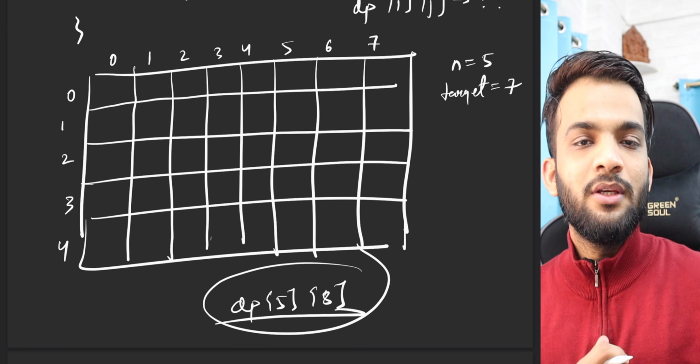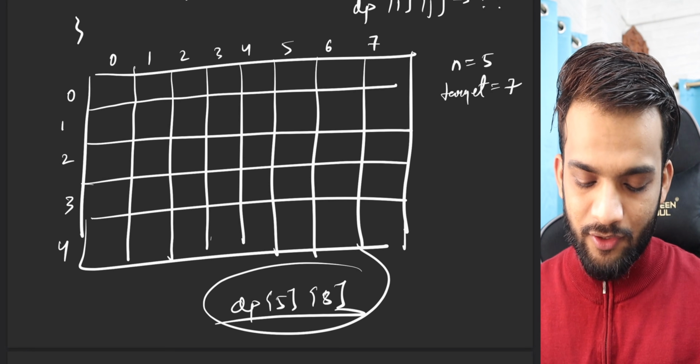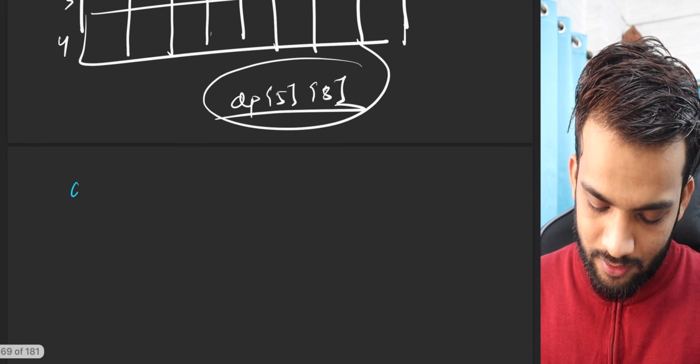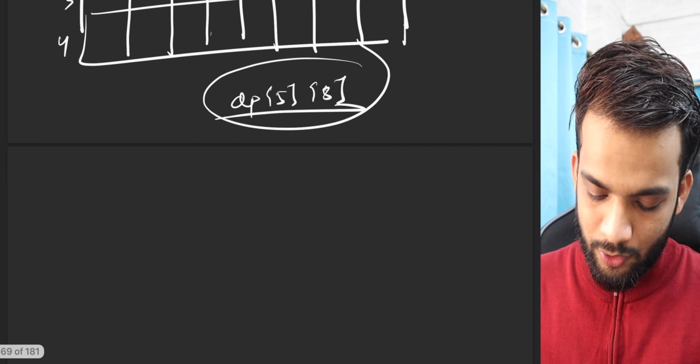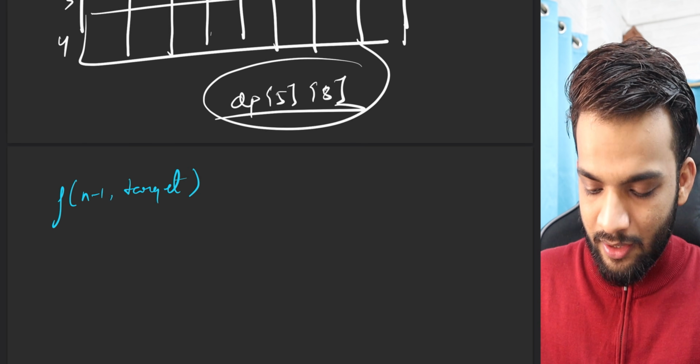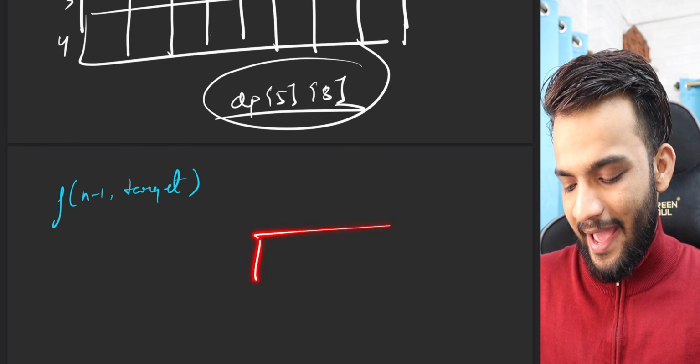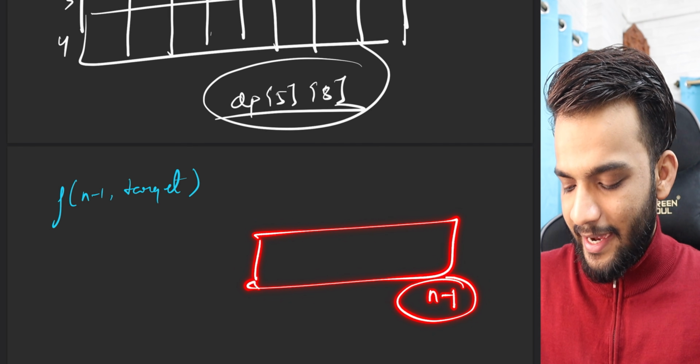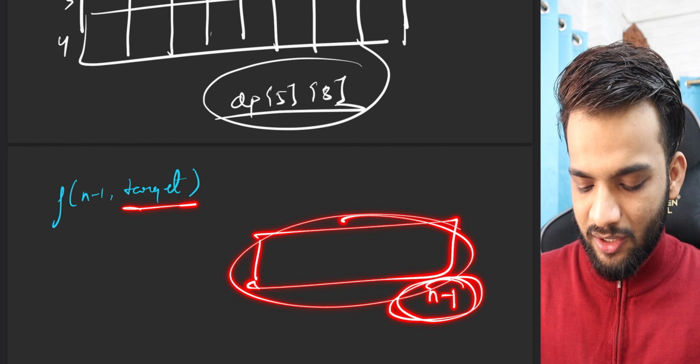Now, can you tell me, where did you find your answer at the end of the day? You said you call the recurrence, if you remember, with f of n minus 1 and target. And you said, can an array of n minus 1, like ending at n minus 1, achieve a target?